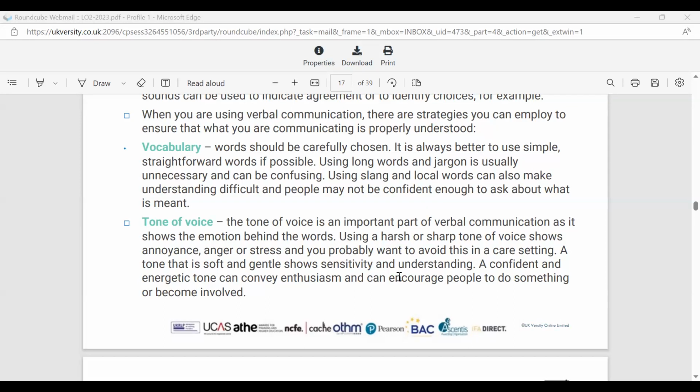Okay. So the tone of your voice is really important in verbal communication, as it shows emotion behind the words. If you're feeling upset or happy, the tone of voice identifies that. Also, the tone of voice identifies if you're annoyed, angry or stressed. A tone that is soft and gentle shows sensitivity and understanding, and a confident and energetic tone can convey enthusiasm and encourage people to do something or become involved.